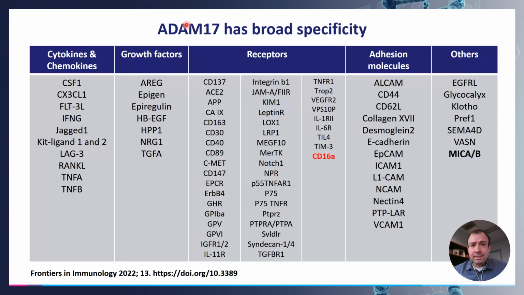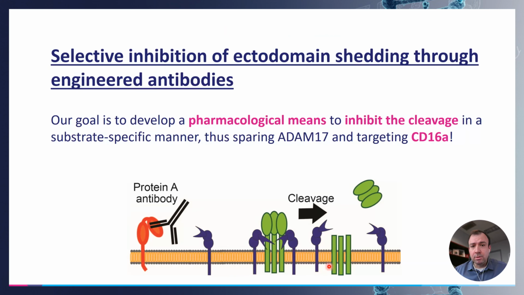Something that I find fascinating about this enzyme is that it can cleave a variety of proteins. I think there are near 100 different proteins that are targeted by ADAM17, and CD16A is just one of them. If you would use an ADAM17 inhibitor to stop the shedding of CD16A, you would affect the cleavage of a lot of different proteins. So we would need a more selective way to inhibit the shedding. So that's what my lab recently studied.